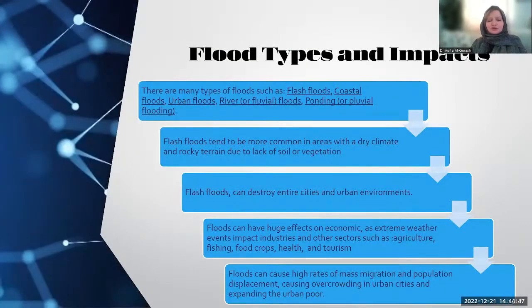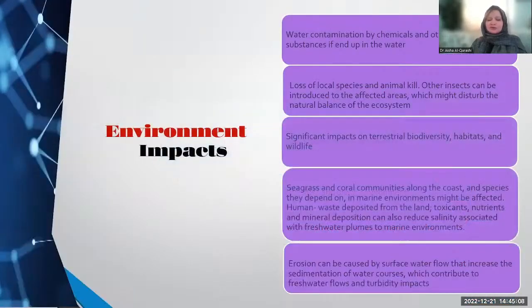There are many types of floods, like flash floods, coastal floods, urban floods, river floods, ponding, but we are concentrating on flash floods because our areas are affected more by flash floods, and some of that has been mentioned already. Environmentally, it can cause water contamination, loss of local species, significant impacts on biodiversity. Seagrass and coral communities are affected along the coast. Erosion, and then the sediment also affects the environment.